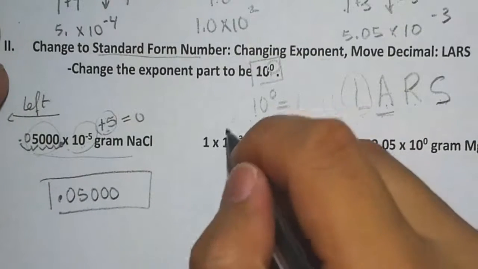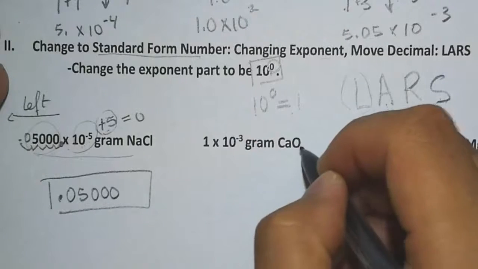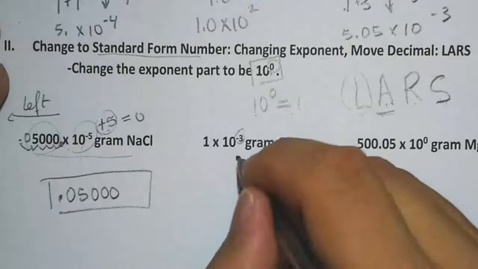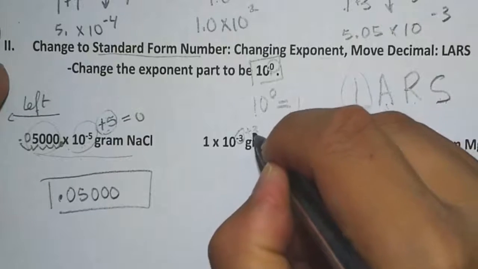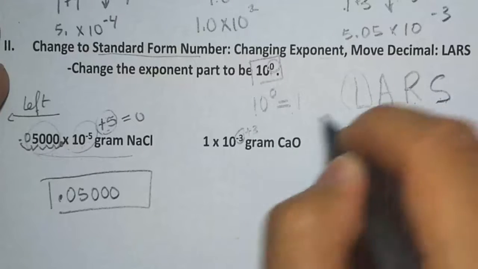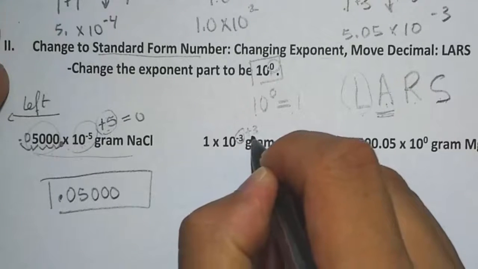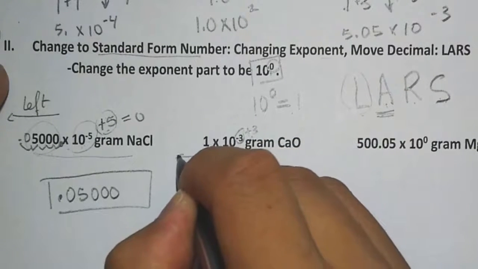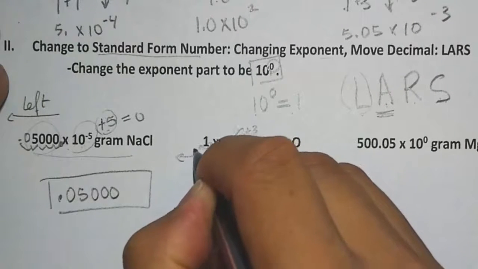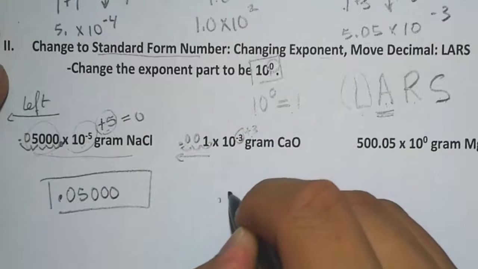Let's try another one. Here I have 1 times 10 to the negative 3 grams of calcium oxide, or CaO. So this is negative. One way we can make negative 3 become 0 is adding 3 to it. When we add, we move to the left. The same thing, the concept of LARGE still applies. So we move how many places? 3 places, because we add 3. Here's the decimal right there: 1, 2, 3. So we have our answer as 0.001.